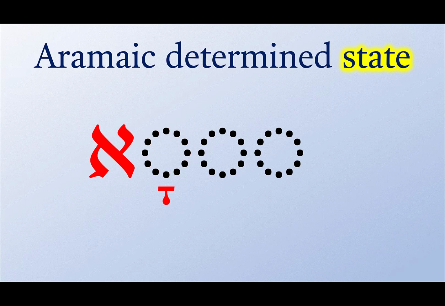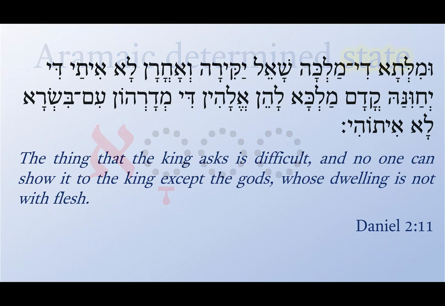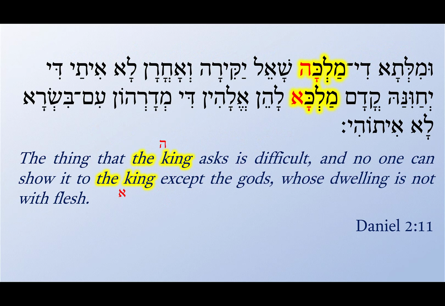It's just we need to remember that this is a different grammatical category, and so it's going to interact with other grammatical categories differently. Well, and another thing to recognize is we're going to see an interchange of that kametz aleph and kametz he, as we've seen before. So notice Daniel 2:11. The thing that the king asks is difficult and no one can show it to the king except the gods whose dwelling is not with flesh. The very same word interchanges the expected kametz aleph suffix with kametz he.